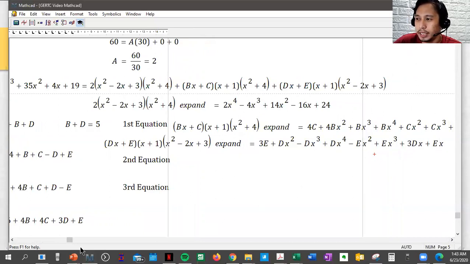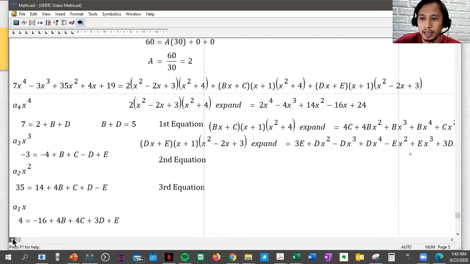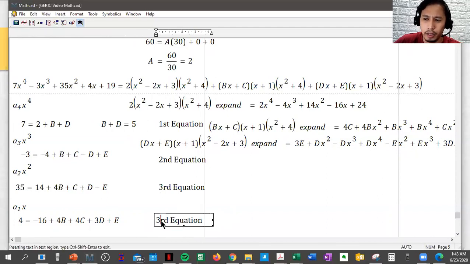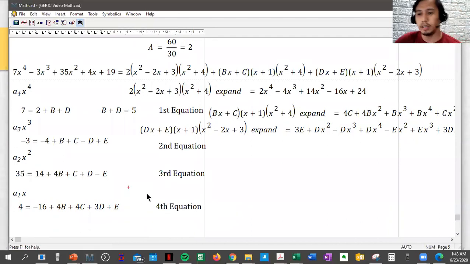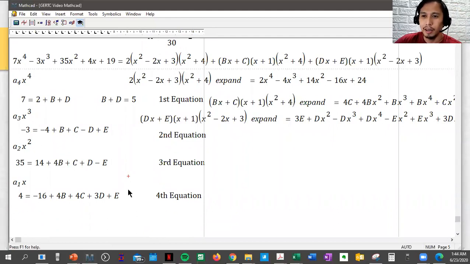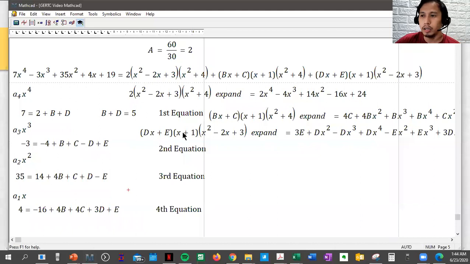3d at saka plus e. 3d plus e. So this is the fourth equation. And actually, these are enough, no? Kasi there are only 4 unknowns remaining. Okay? So pwede na natin i-solve yung unknowns, no? But pwede mag-proceed pa tayo, no?